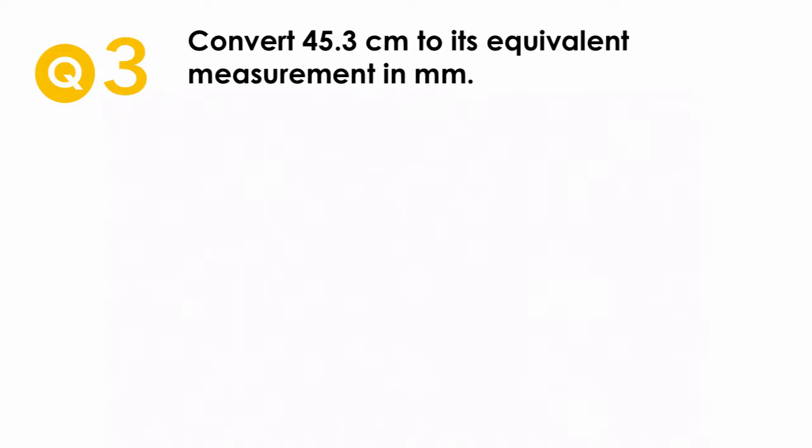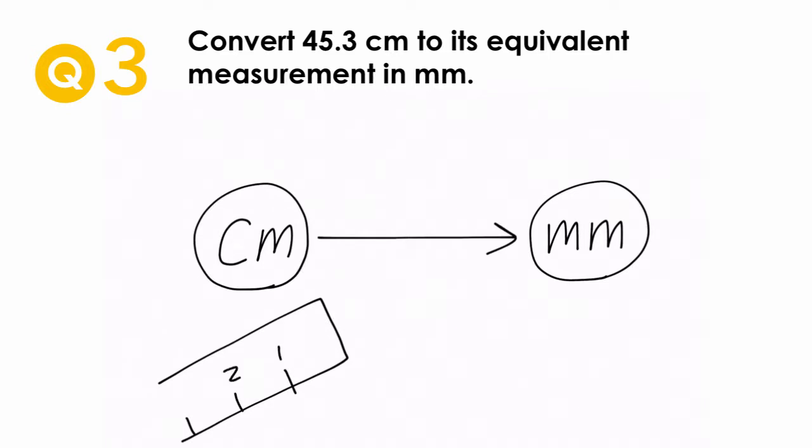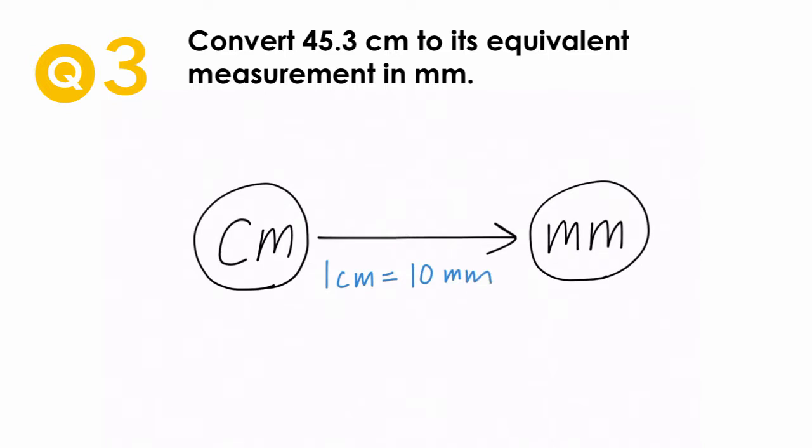Next question: convert 45.3 centimeters to millimeters. We want to convert from centimeters to millimeters. If you're familiar with the metric prefixes, you would know that there are 10 millimeters in 1 centimeter. So you can use that as equivalence and come up with these conversion factors.